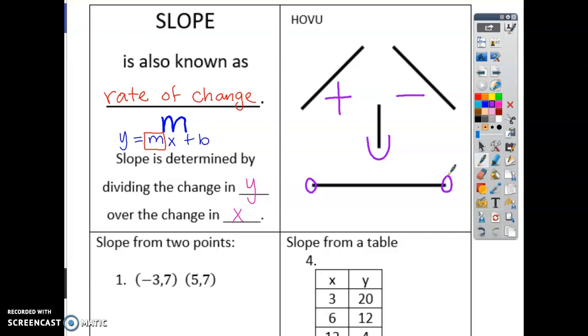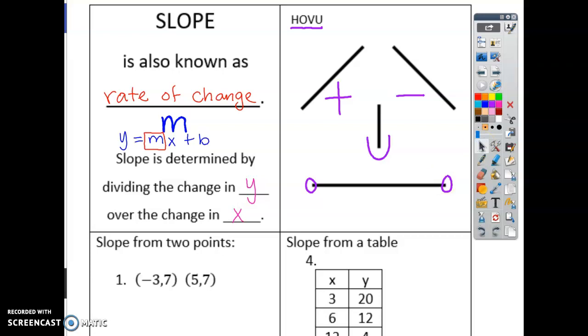Okay? So you can fill it out anytime you want to. It's also on my word wall. Okay? And this will help you remember that horizontal has zero slope and vertical lines have undefined slope. This is a vertical line. It has undefined slope. And this is a horizontal line. It has zero slope. Okay?